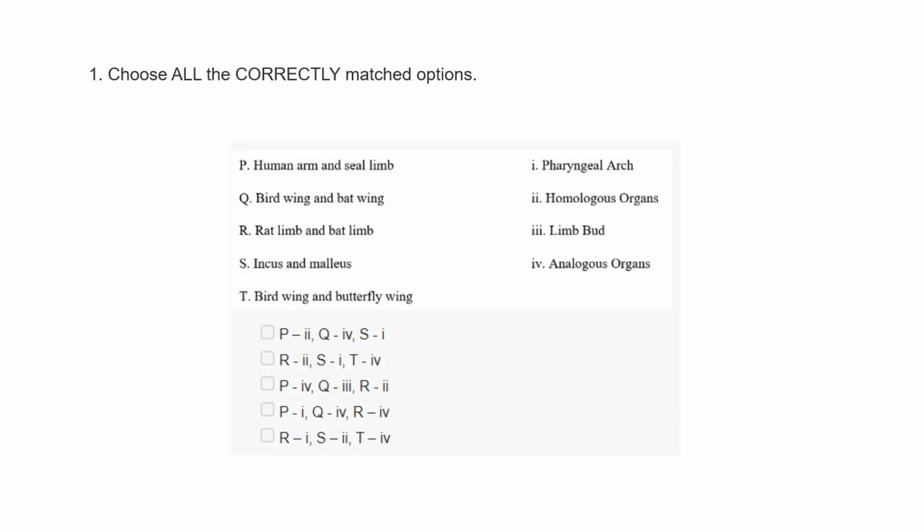So the first question is: choose all the correctly matched options. Your options are P, human arm and sea limb; Q, bird wing and bat wing; R, rat limb and bat limb; S, incus and malleus; T, bird wing and butterfly wing. You have to match them against the options given on the right side: 1, pharyngeal arch; 2, homologous organs; 3, limb bud; and 4, analogous organs.